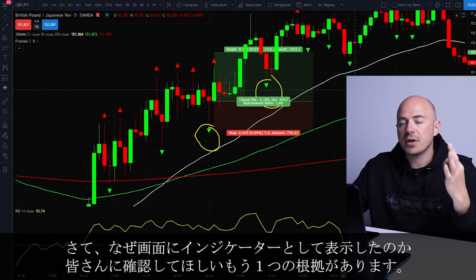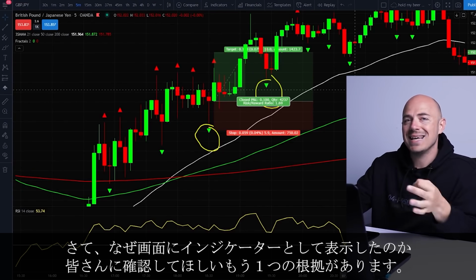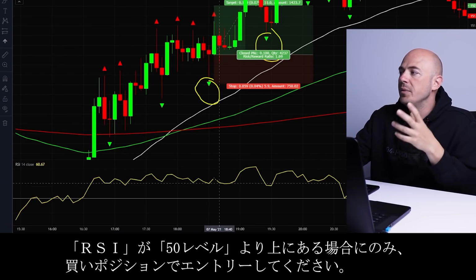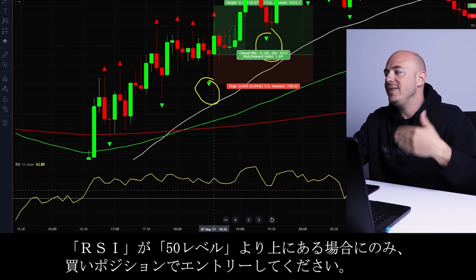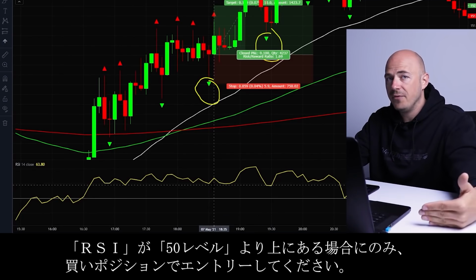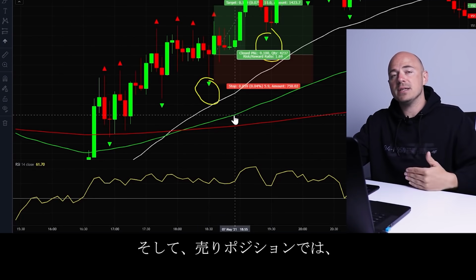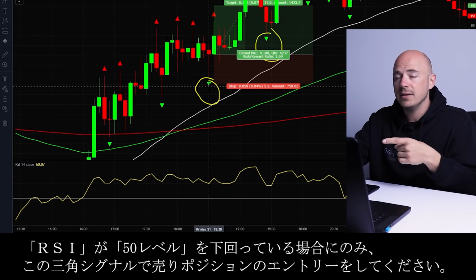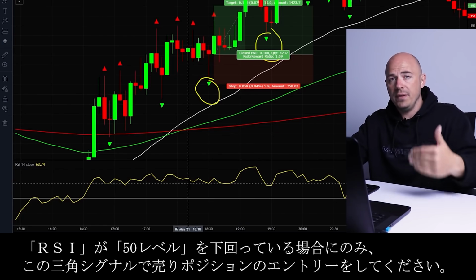Now, one other confluence that I want to make sure that you guys have, which is why we had it as an indicator on our screen, is that I want you to only go for these buy positions when the RSI is trading above the 50 level. And with sell positions, I only want you to get in on a sell position with this triangle signal when the RSI is below the 50 level.